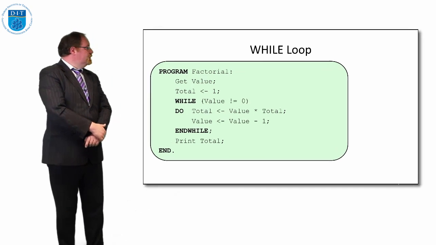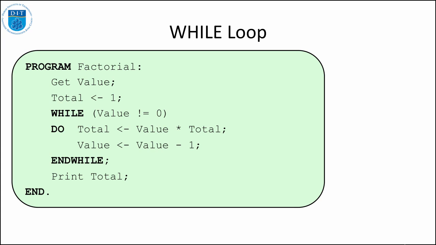So let's look at it. We see on top program factorial colon. Then we ask the user to input a value, and we describe that in pseudocode as get the value. Then the total that we're going to send out, whatever the actual factorial answer is, we'll start off by initializing that value to 1. So we do total gets the value 1.